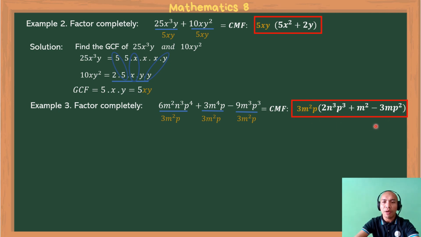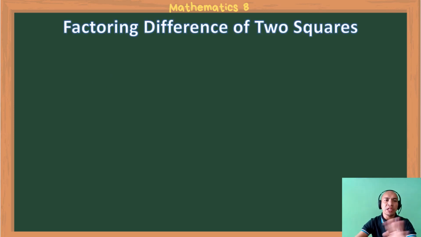So this is now the factored form of the given expression. Again, if you want to check, you just multiply and it will go back to the given expression. So let's proceed to another lesson, which is factoring the difference of two squares.